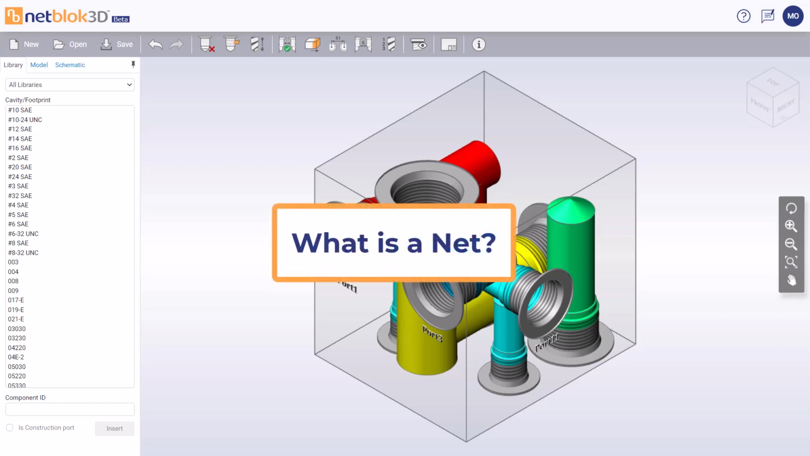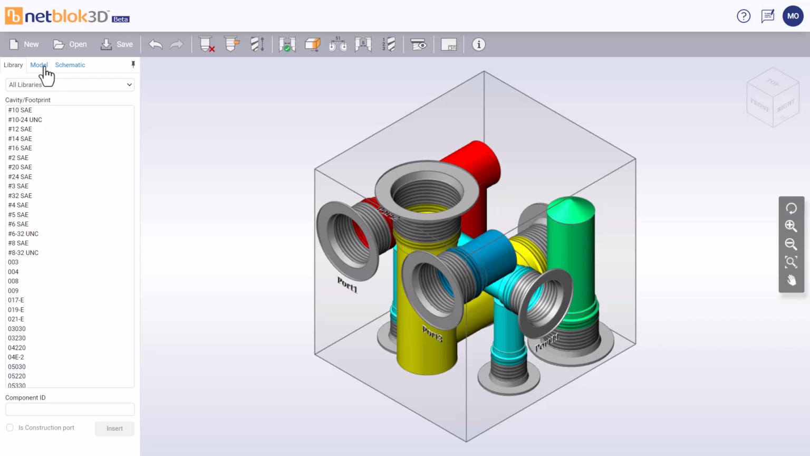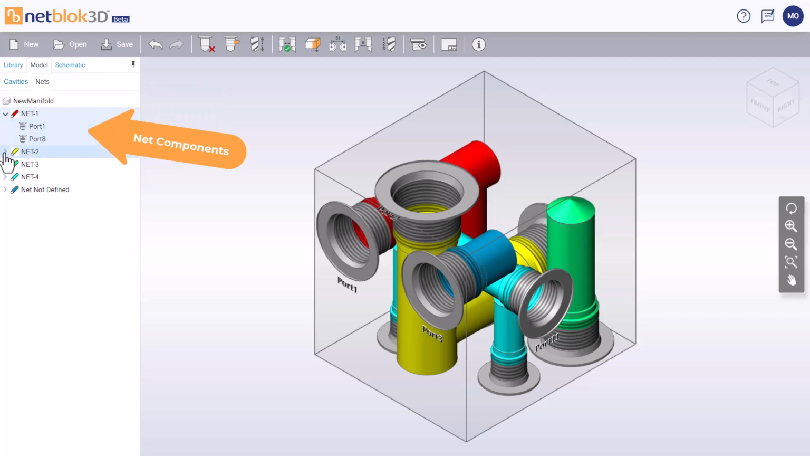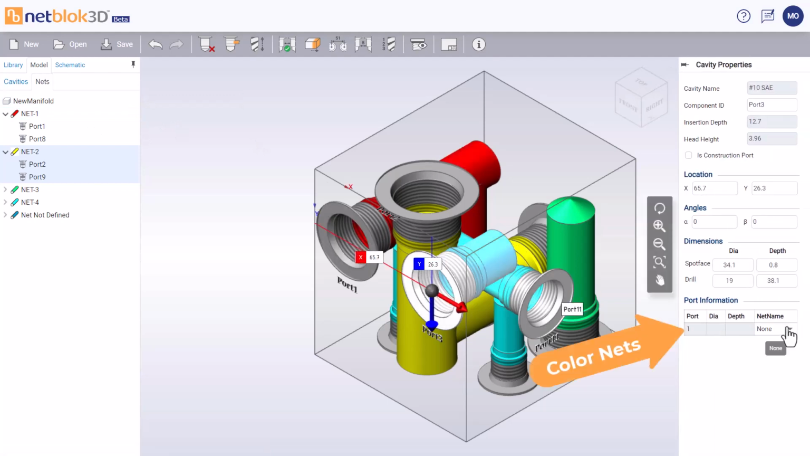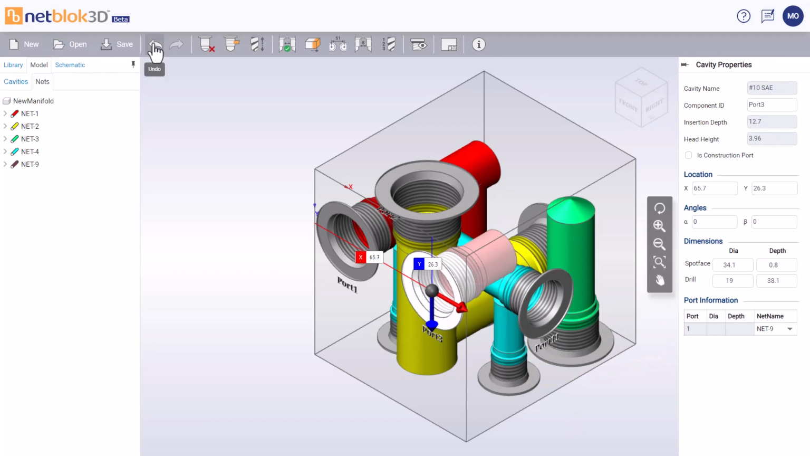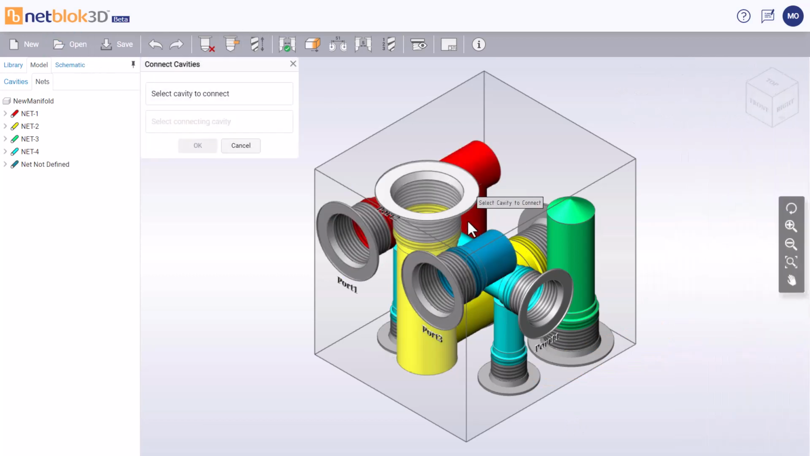Let's talk vocabulary. What is a net? Net is short for network, and network refers to the connected components within the manifold block. In NetBlock 3D, users can use the Cavity Properties pane to color code different nets for an easy viewing experience. Once one cavity has a color-coded net, every cavity that connects to it will assume the same net.